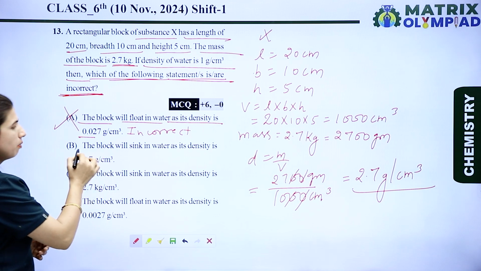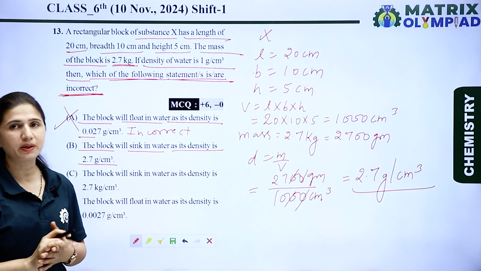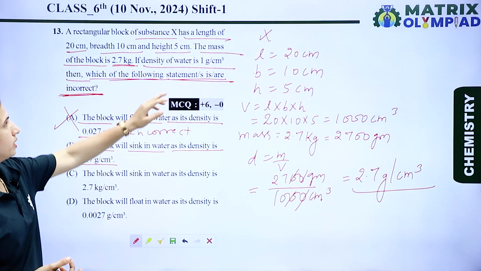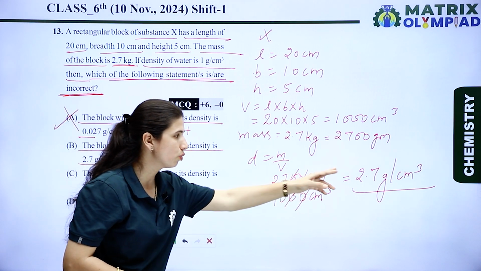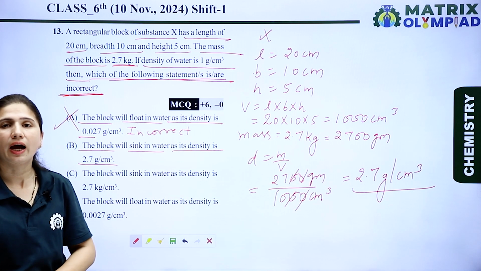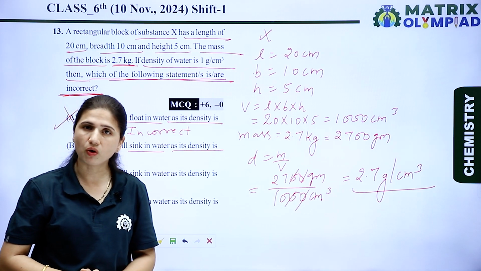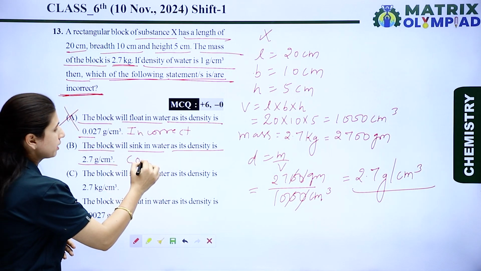Next one is: the block will sink in water as its density is 2.7 gram per centimeter cube. Yes, this is a completely right statement, because we know that the density of water is 1 gram per centimeter cube and the density of that block is 2.7 gram per centimeter cube, and if a substance has a higher density than water, then it can sink in the water. So this is a completely correct statement.